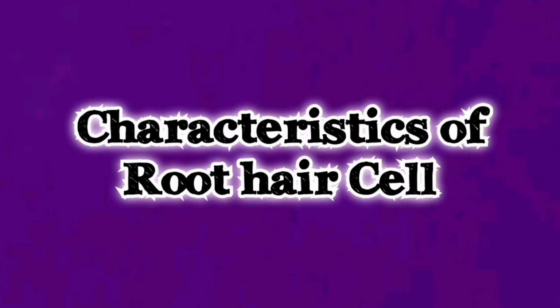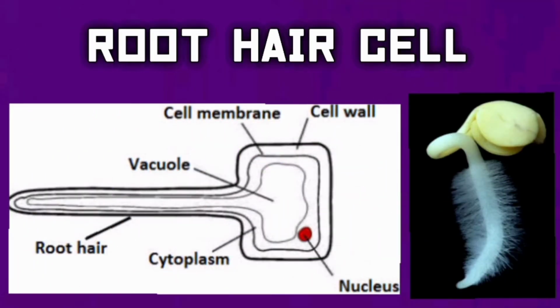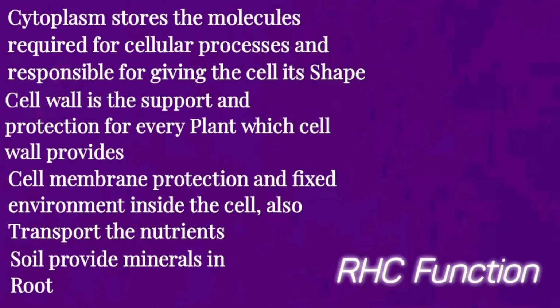Characteristics of a root hair cell. Now see the diagram of a root hair cell, where the cell wall is present, cell membrane, vacuole, cytoplasm, root hair and nucleus. Now cytoplasm stores the molecules required for cellular processes and is responsible for giving the cell its shape. Molecules are made up of two or more atoms.